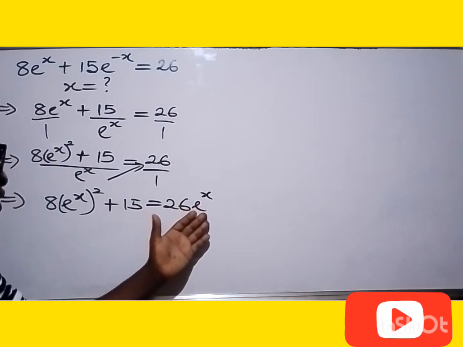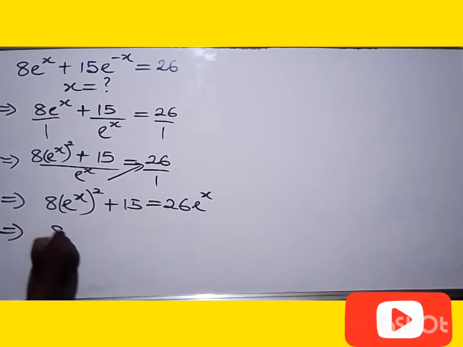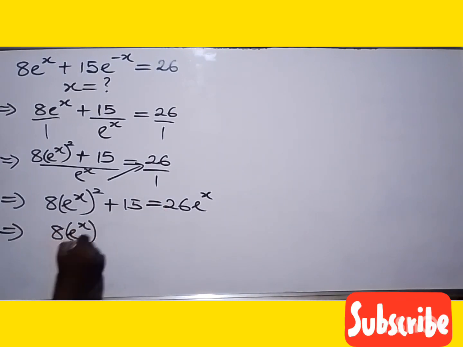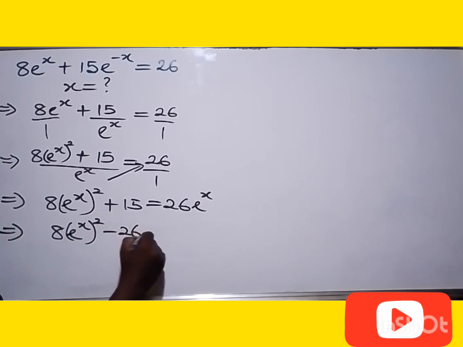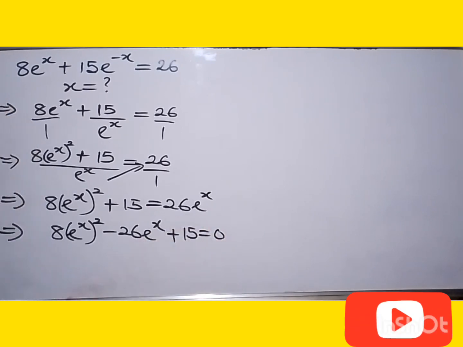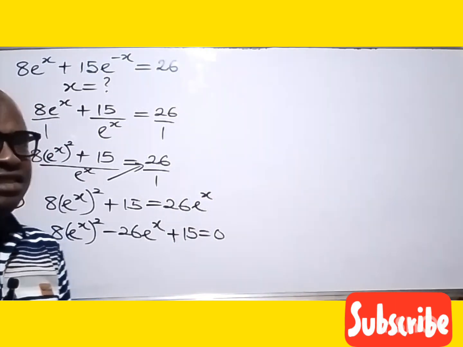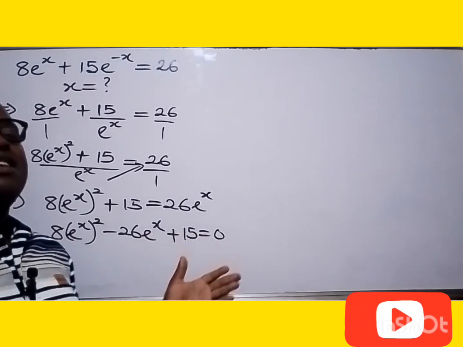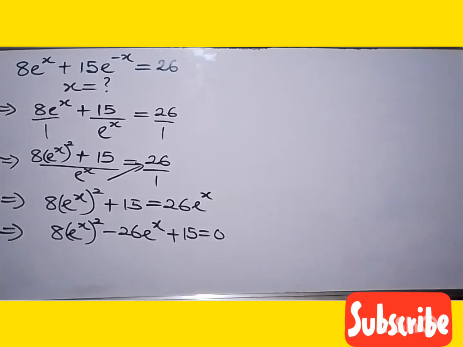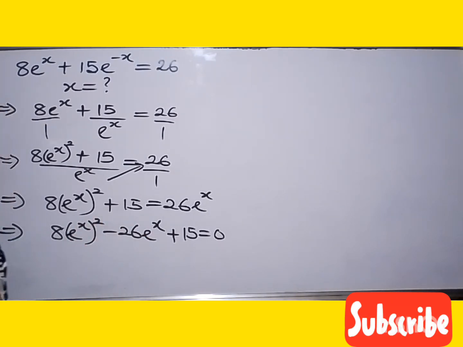So from here, we can bring everything to this side. Moving everything to this side, we now have 8 e to the power of x squared minus 26 e to the power of x, then plus 15 is equal to 0. So the next thing we are going to do now is to factorize. We can factorize directly, but at the same time we can use another letter to represent e raised to the power of x, but we can still solve it the way it is.